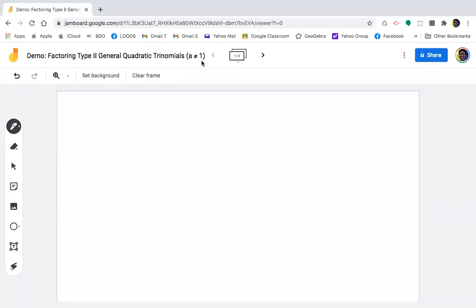Hi, this demo video shows how to factor type 2 general quadratic trinomials. As mentioned in the previous lesson, we can write general trinomials this way. This is the general form: ax squared plus bx plus c. All right, that's how a general trinomial would look like.